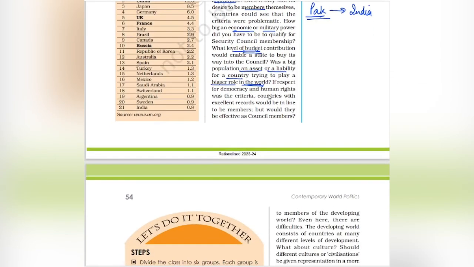If respect for democracy and human rights was the criteria, countries with excellent records would be in line to be members, but would they be effective as council members? Of course, there are so many countries that have adopted democracy, that are working on the democratic model, but do you think they would be effective as council members? Definitely not. Okay.